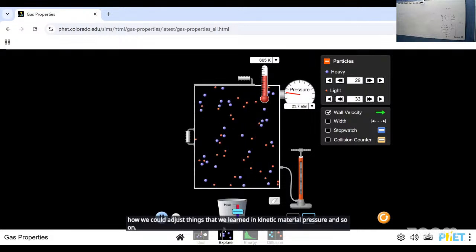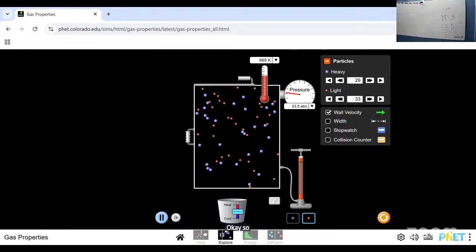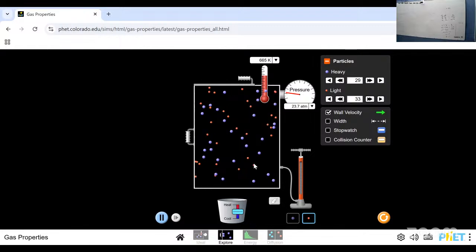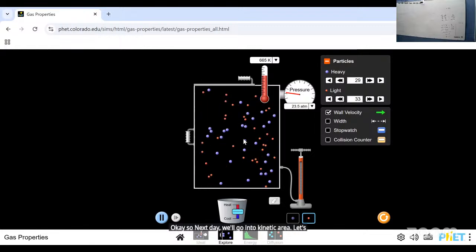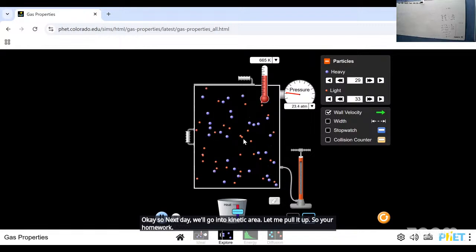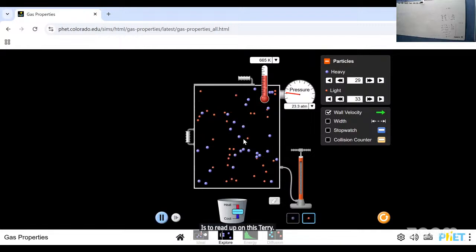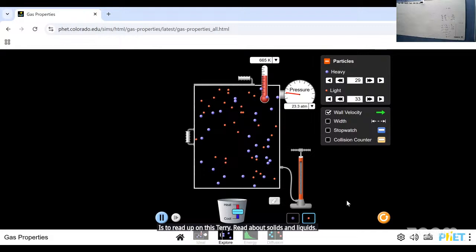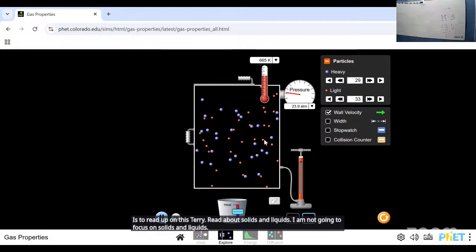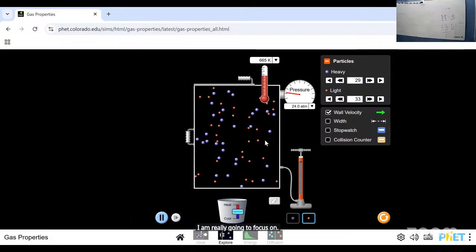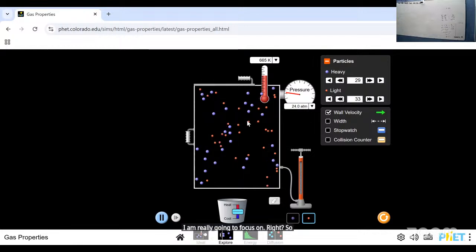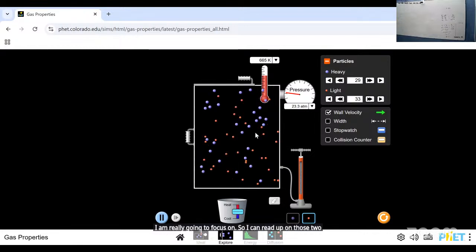Okay, I won't rush it. Next day, we'll go into kinetic theory a little further. So your homework is to read up on kinetic theory. Read about solids and liquids. I am not going to focus on solids and liquids; I am really going to focus on gas. So I want you to read up on those two, and next day we continue from right here.